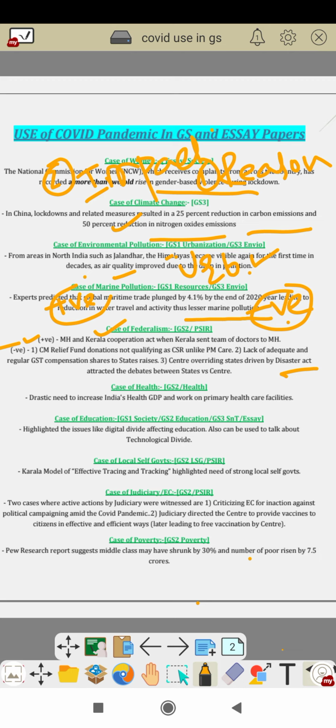So these examples are negative in connotations, and the Kerala Maharashtra wala was positive. So we can use this accordingly in the federalism related questions. Okay, so moving further, health related aspect.